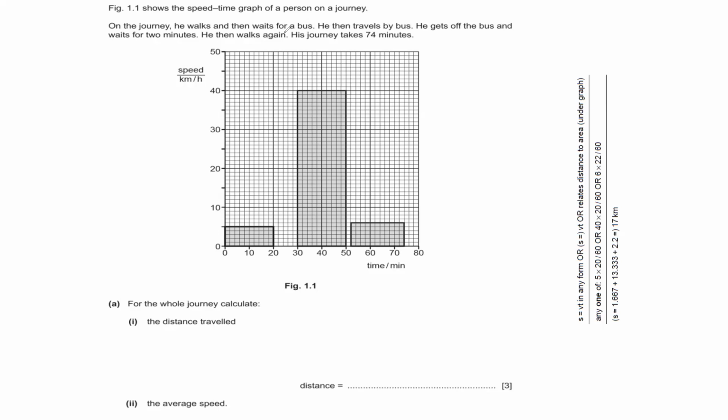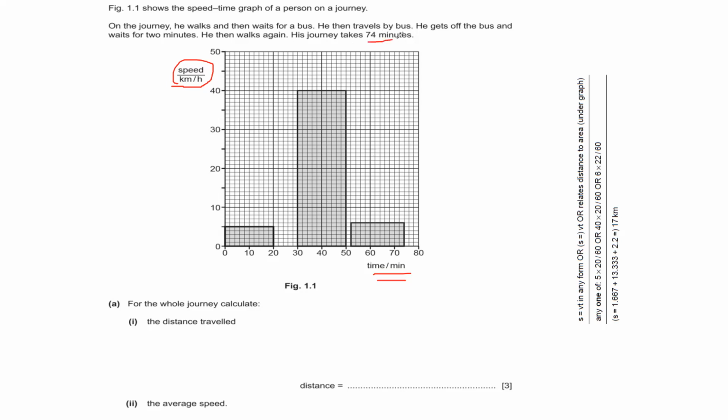Figure 1.1 shows the speed time graph of a person on a journey. So this is a speed time graph for a person. The speed is given in kilometer per hour and time is given in minutes. For the whole journey, calculate the distance. So basically what happened? A person moved, and they already shared the region for you. For your assistance, they already give you the shaded region.